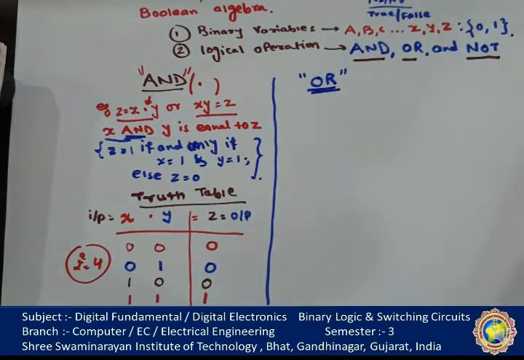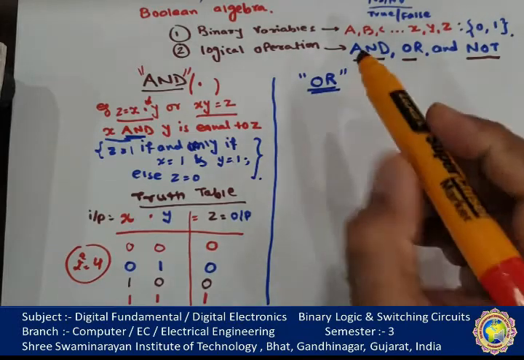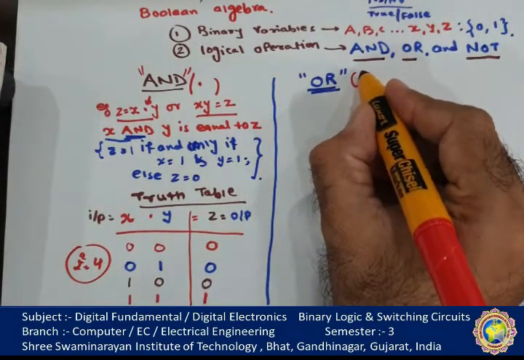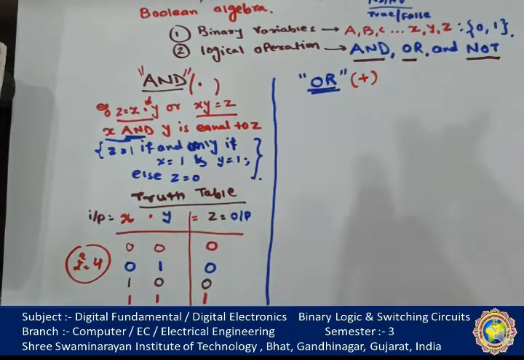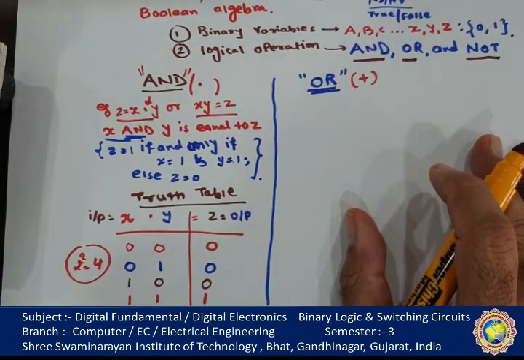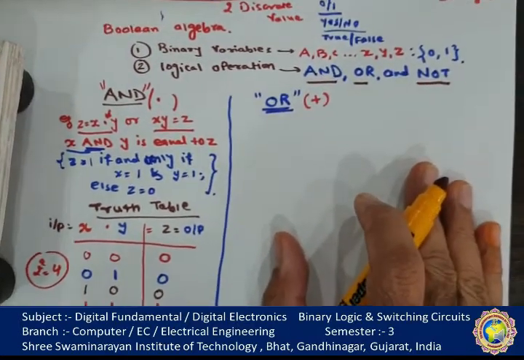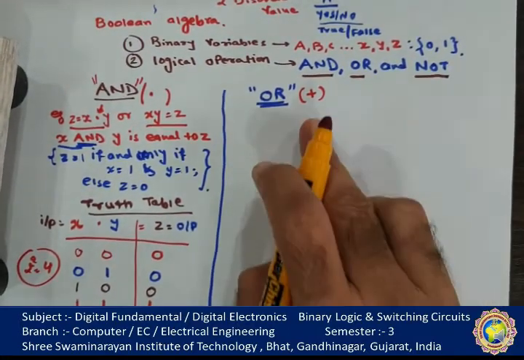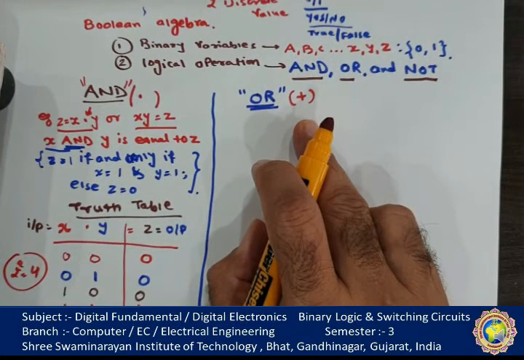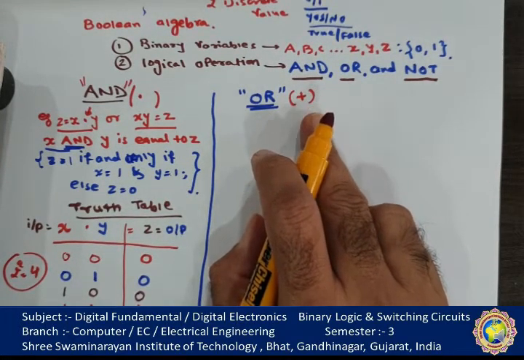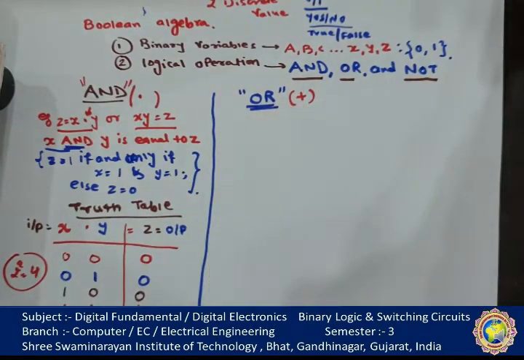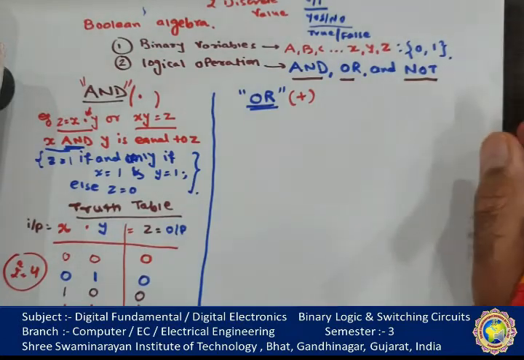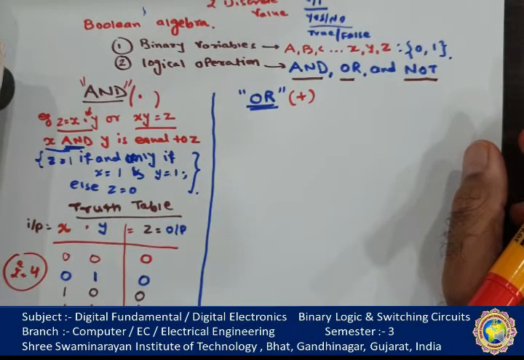What is the meaning of the OR logic? The operation is represented by the plus sign. Remember, this is not an addition, it is OR logic. Whenever you make digital circuits, there is a big difference between the addition operation and logical operations. OR and plus both have the plus sign, but the logical operation is something different, and the arithmetic operation is something different.